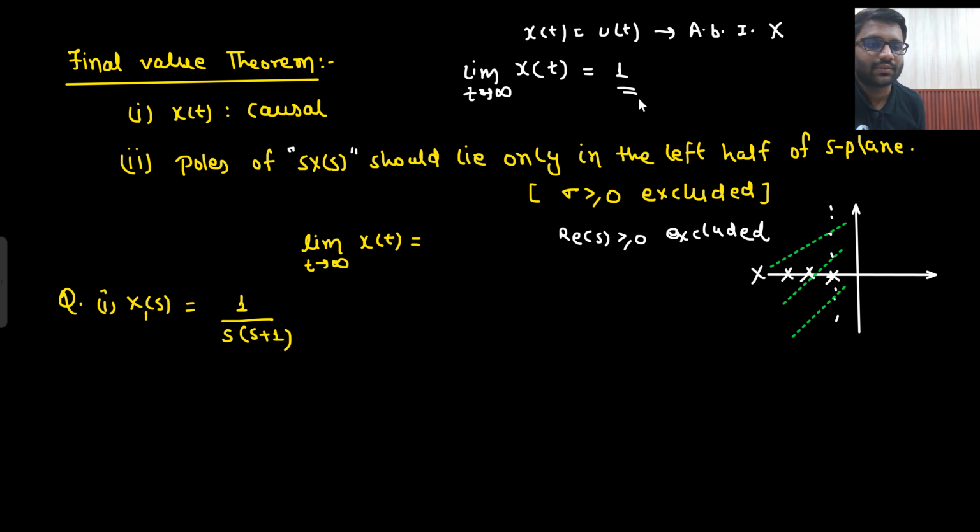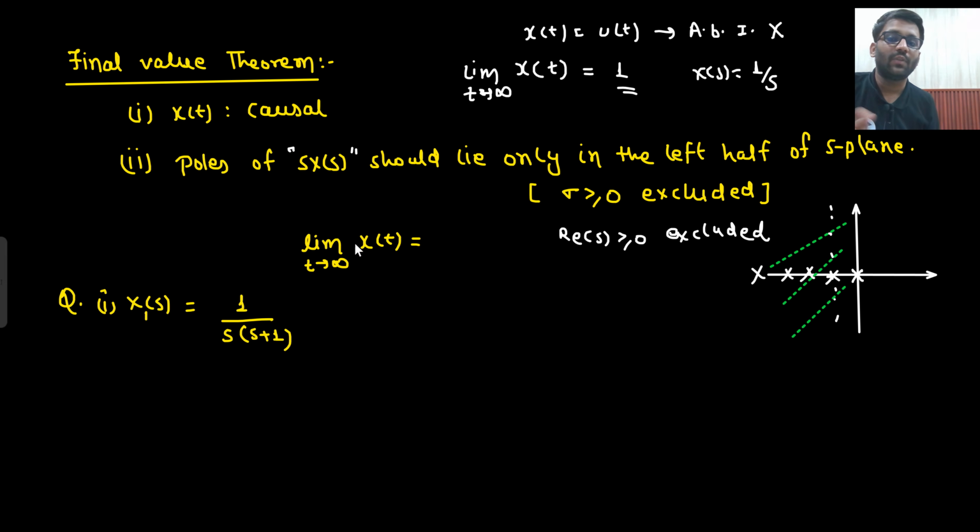Why is that so? Because what was your x of s? That was 1 by s. The pole was there at s equals to 0. And here what did I write down? The pole should lie strictly in the left half of s plane. That means real part of s greater than or equal to 0 is excluded. That means this should also be excluded.